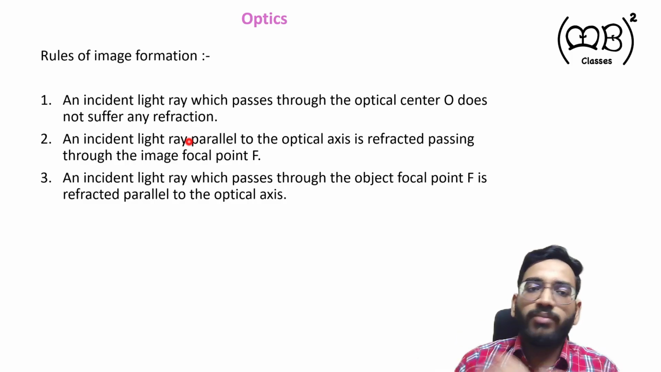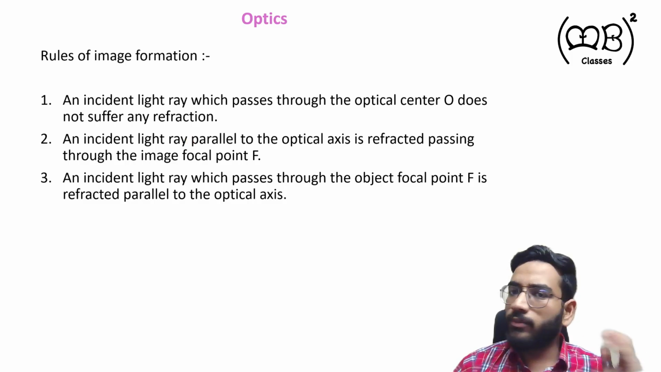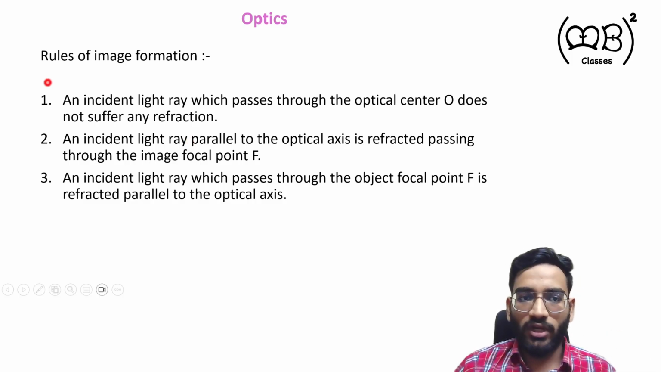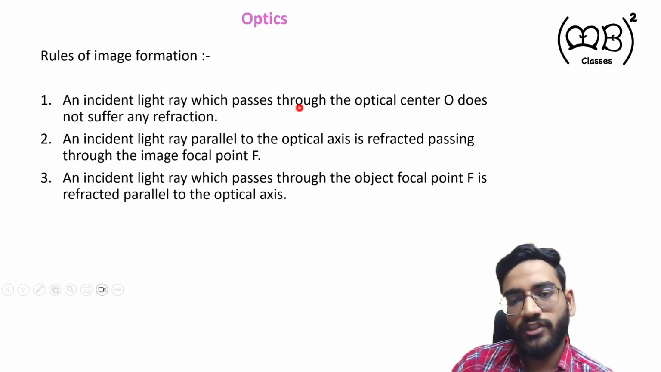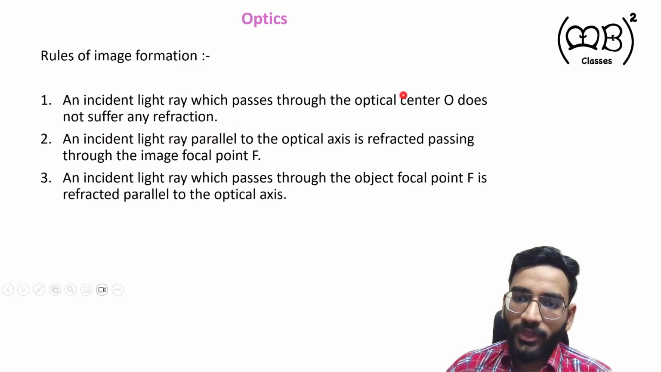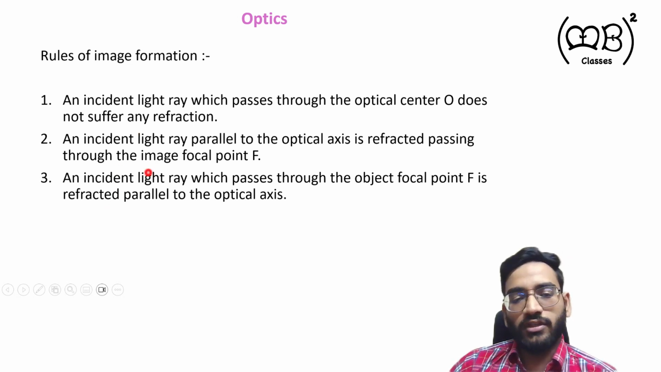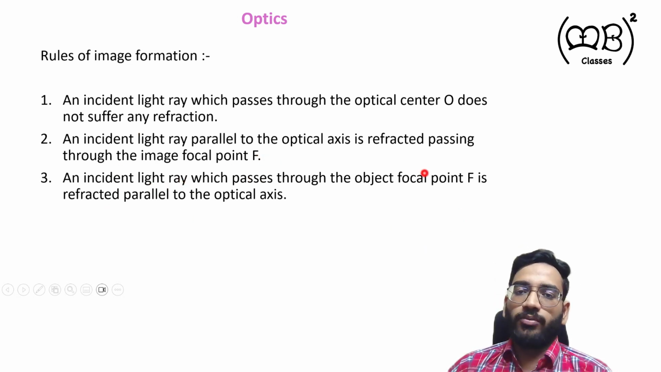Now each lens will form an image according to its properties. All these lenses are convex lenses only. So the rules of image formation are: an incident light ray which passes through the optical center does not suffer any refraction. We'll be seeing how this happens. An incident light ray which is parallel to the optical axis is refracted passing through the focus, and an incident light ray which passes through the focus is refracted parallel to the optical axis.